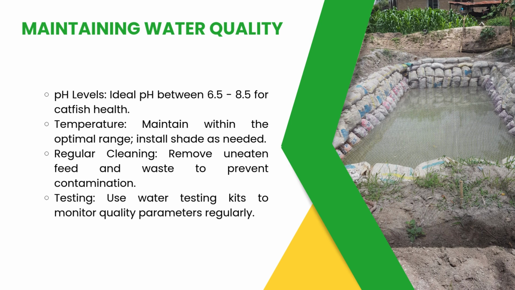Now, after setting up the pond, another thing we need to know is water quality, the pH scale. Remember that I mentioned that you need to have a pH meter. So a pH meter is needed so that you can ensure that your water is between 6.5 to 8.5 for your catfish health. You also need a thermometer to make sure that the temperature is within range. So you also want to do regular cleaning, right? Any uneaten feed, remove it from the water to prevent contamination, and have your own water testing kit so you can monitor your water parameters regularly.